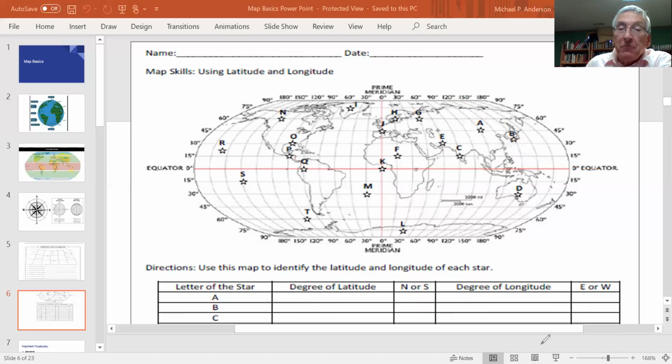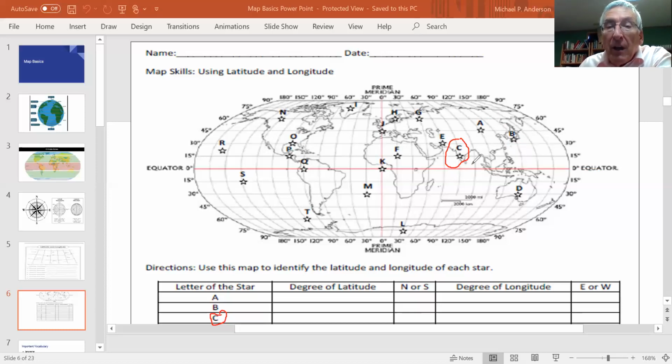Okay, starting to get it? Let's try another one. Just make sure you got it before I turn you loose. Okay, this is letter C. Let's look around. Oh, there's letter C right there. Isn't this nice? Letter C is sitting right on the grid lines.